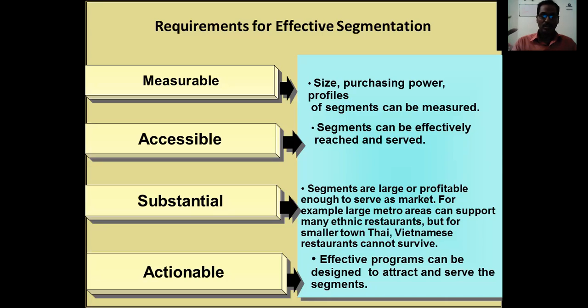Then actionable. Effective programs can be designed to attract and serve a segment. So the marketer should be able to take action. By taking the right action on an effective segmentation, what happens? They get very good customers.